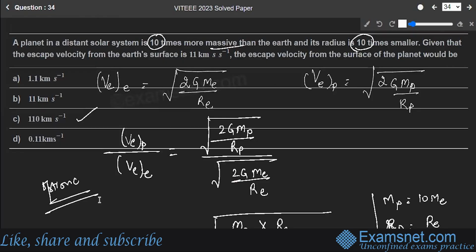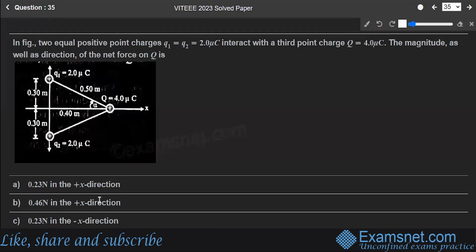Hope you understood that. Let's move to the next question now. Question number 35. In a figure, two equal positive point charges Q1 and Q2, which each are equal to 2.0 microcoulomb, interact with the third charge Q, that is 4 microcoulomb. The magnitude as well as direction of the net force on Q is equal to.